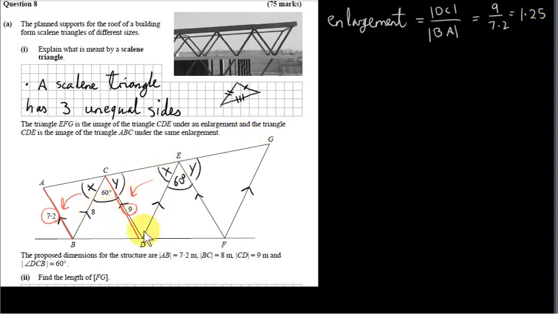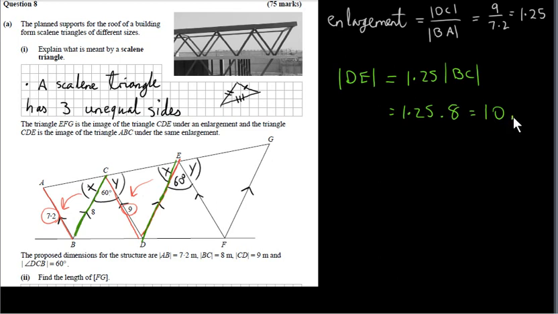So now we can find out what DE is. So DE is got by scaling BC up by the factor 1.25. So we see that DE is 1.25 multiplied by BC. So we have 1.25 multiplied by this length here, which is 8. 8 ones are 8, 8 quarters are 2. So this gives us 10. It's in meters. So this here is 10.